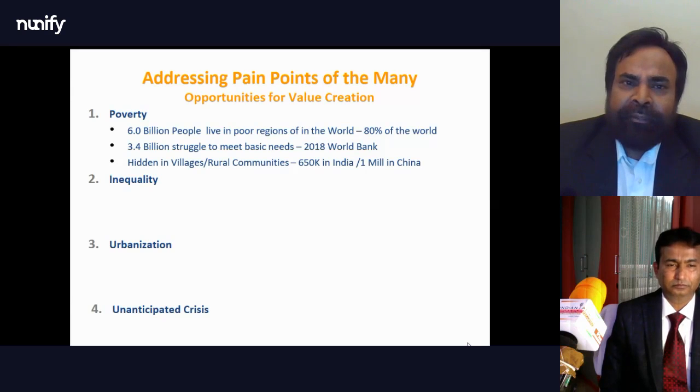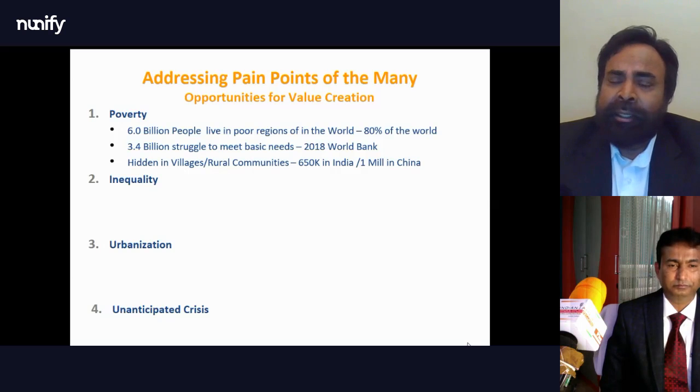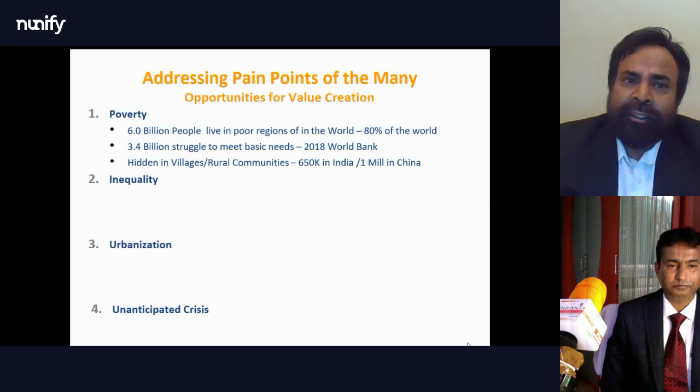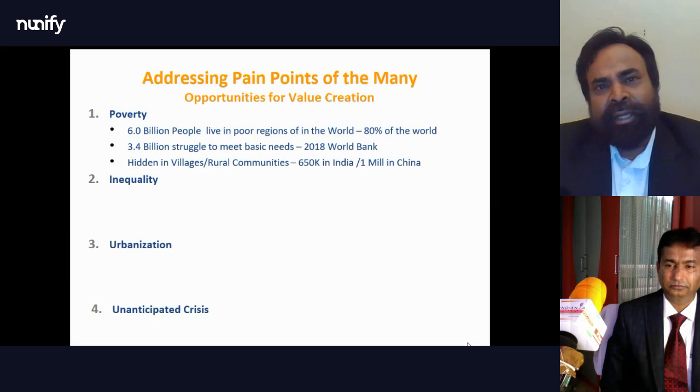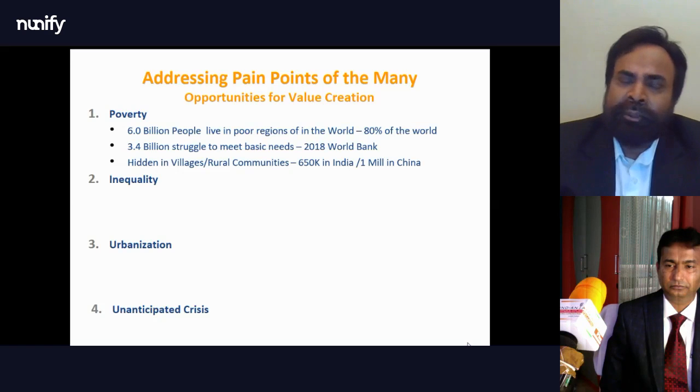We have poverty, which is a major problem. We have 3.4 billion people who still struggle for basic needs in this world. And most of these people are hidden in rural areas of the world. There are 650,000 villages in India and 1 million villages in China. And Mahatma Gandhi said, the soul of India lives in its villages. And that is a problem that we need to address. And the cities do some of it, but I believe we need to work on villages first because they are the foundation for cities.